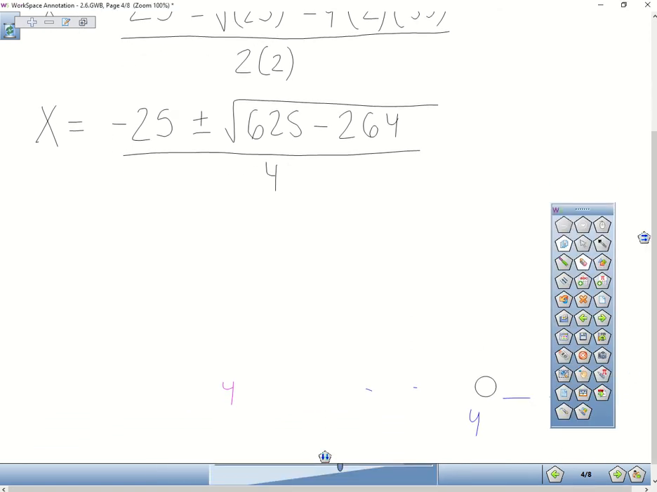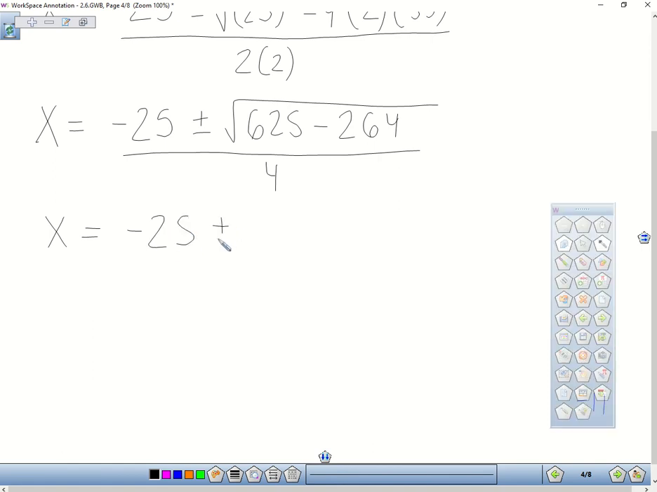Now we're going to calculate what's inside the square root. And remember, whatever's underneath the square root is also known as our discriminant. So we get x equals negative 25 plus or minus the square root of, and 625 minus 264 is equal to 361, all over 4. So this right here is our discriminant.